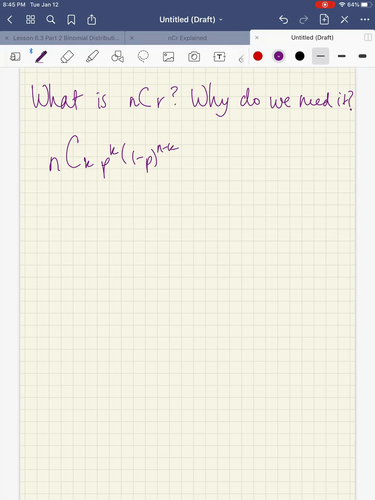Okay, so what is nCr or nCr and why do we need it? That is the point of our video. So I actually have it written as n choose k times p raised to the k times 1 minus p raised to the n minus k. This was the formula we saw yesterday in our binomial distribution notes.